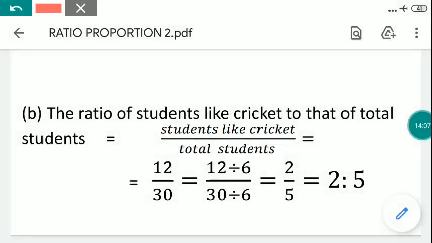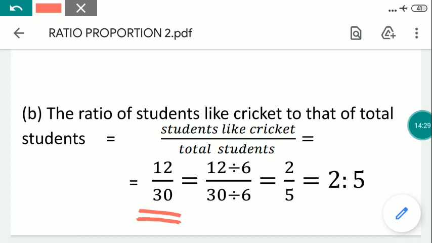B, the ratio of students who like cricket to that of total students, which is equal to students who like cricket upon total students. How many students like cricket? 12. And total students are 30. So 12 upon 30. Now find its lowest form.